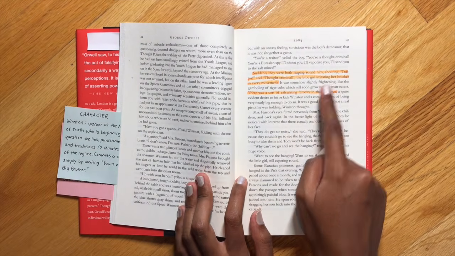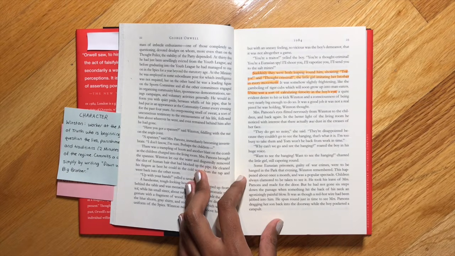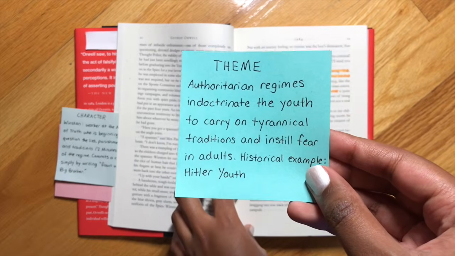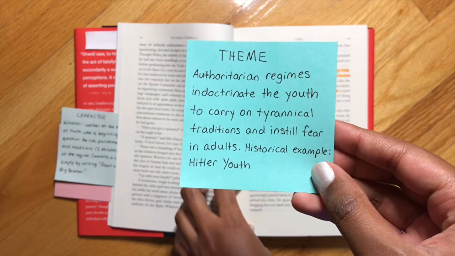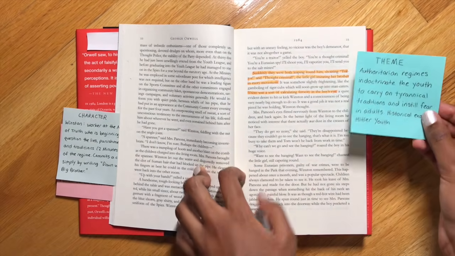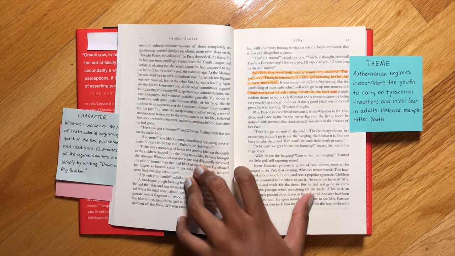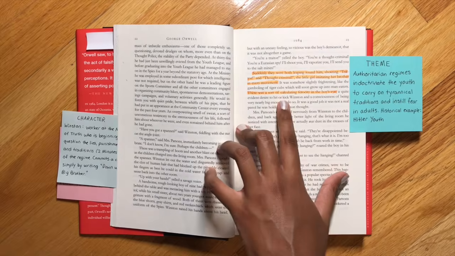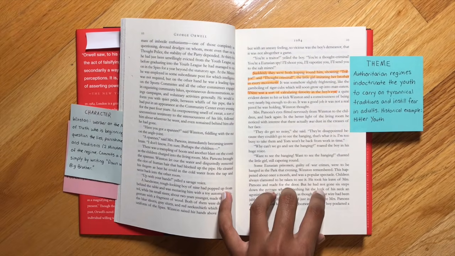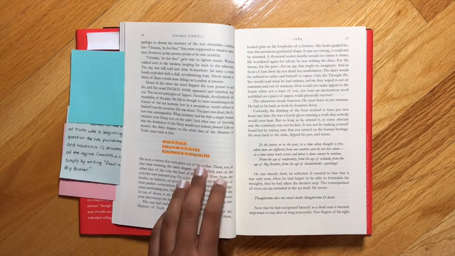Here in this passage, we see that there's a bunch of children who are playing, pretending that Winston is a criminal, and basically just joking around in a scary way. But this event shows a theme, which is that authoritarian regimes indoctrinate the youth to carry on tyrannical traditions and instill fear in adults. A historical example is Hitler Youth, an organization that indoctrinated young boys in Nazi Germany. So that's an image that is really similar to the one that occurs in this book.